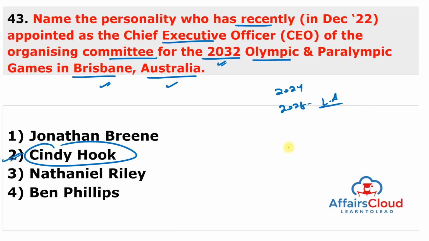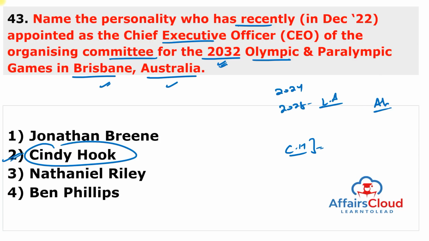So American executive Cindy Hook was appointed as the inaugural Chief Executive Officer for the Organizing Committee for the 2032 Olympics, which will be hosted by Australia. And the 2032 Organizing Committee held its first board meeting in April 2022.